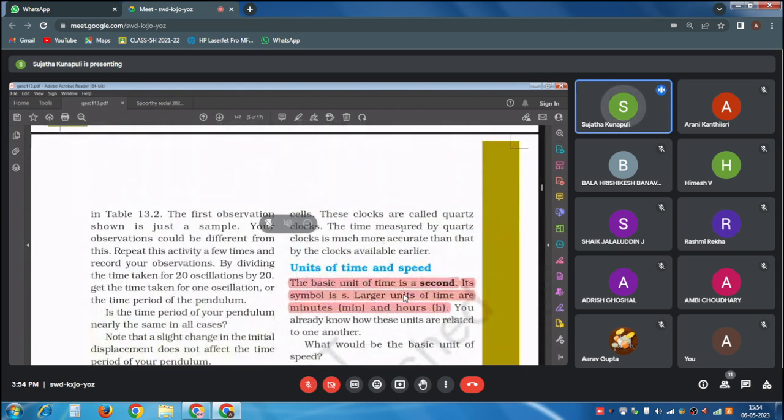So the clocks are called quartz clocks. The time measured by a quartz clock is much more accurate than that by the clocks available earlier.